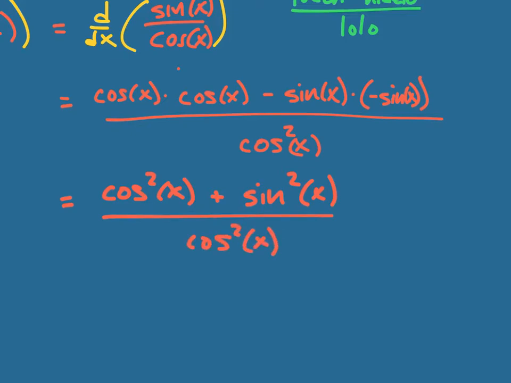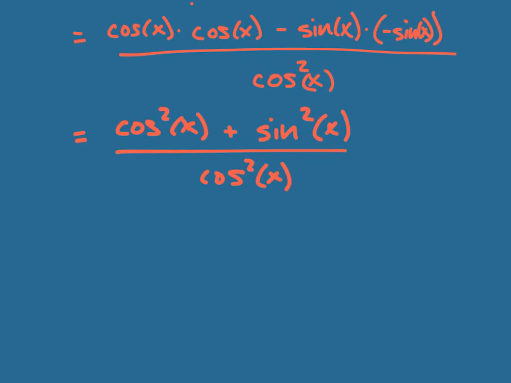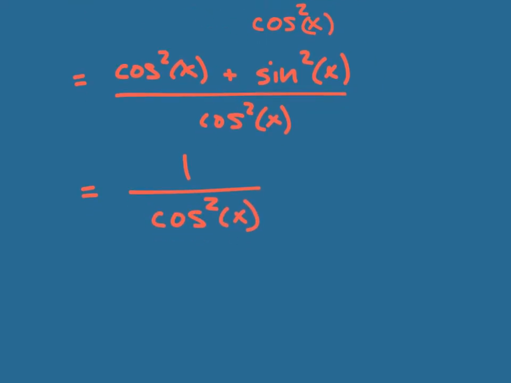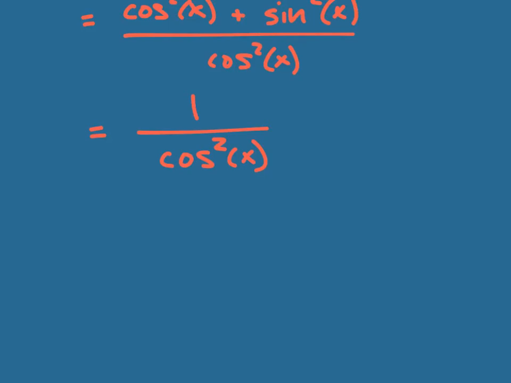Okay, and then cosine squared x plus sine squared x is actually 1. That's one of your trig identities. So you've got 1 over cosine squared x. Now, this 1 over cosine, remember, is the same thing as secant. So 1 over cosine squared x is really the same thing as secant squared of x. All right, and I have simplified this down.